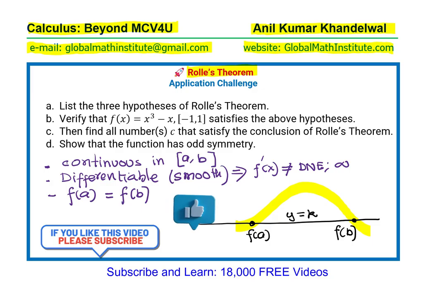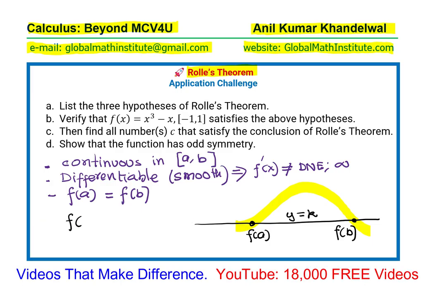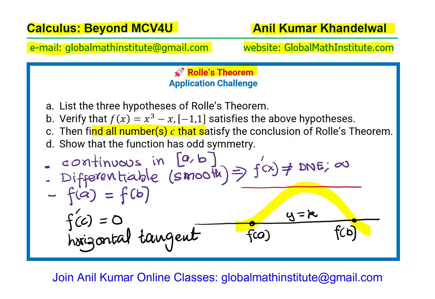Now, in that case, we definitely have a point in between. We call that f of c, where the derivative is zero, meaning a horizontal tangent. So when we say find all numbers c that satisfy the conclusion, as you can see here, we do have a point which has a horizontal tangent. This point is c, where we know that the derivative is equal to 0.